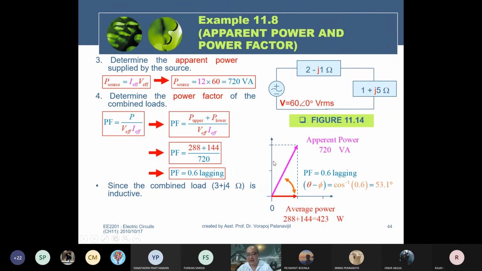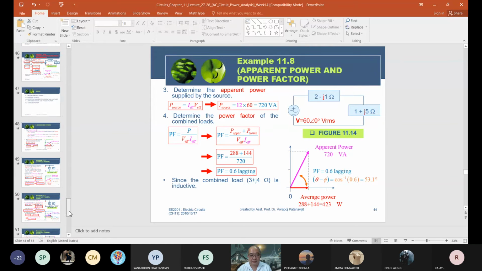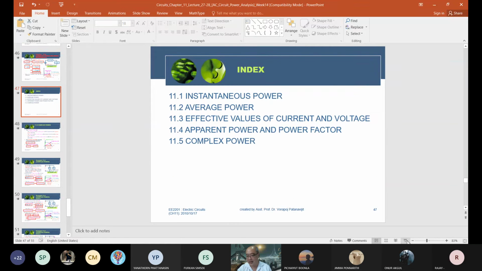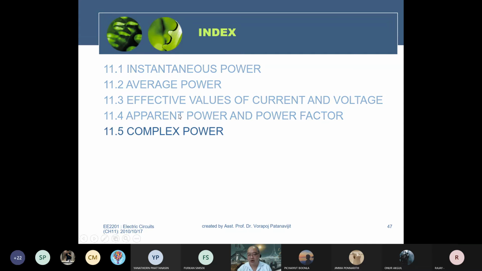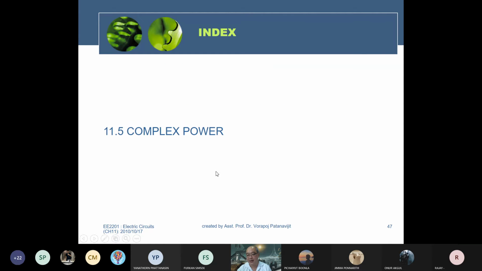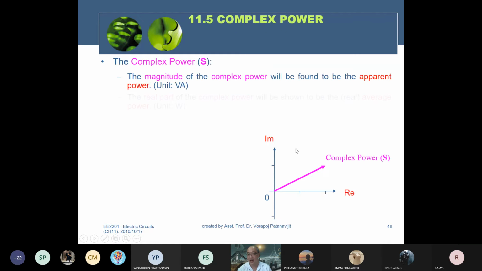Okay, this is about this idea, and we go to the last part. Now, after you know about the apparent power, you can see them as the complex power, but concentrate only on the magnitudes of them. The idea of the complex power.